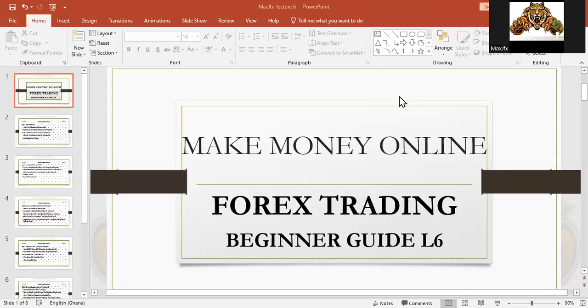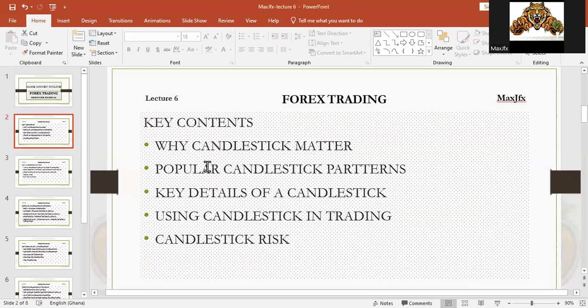So in our previous slide, that's lecture 5, we discussed how to enter into a trade, the types of analysis, fundamental analysis, technical analysis, sentiment analysis, and also indicators. All right. So in lecture 6, you are going to be talking about why candlesticks matter, popular candlestick patterns, key details of a candlestick, and also using candlesticks in trading and candlestick risks. Okay, so let's begin with why candlesticks matter.